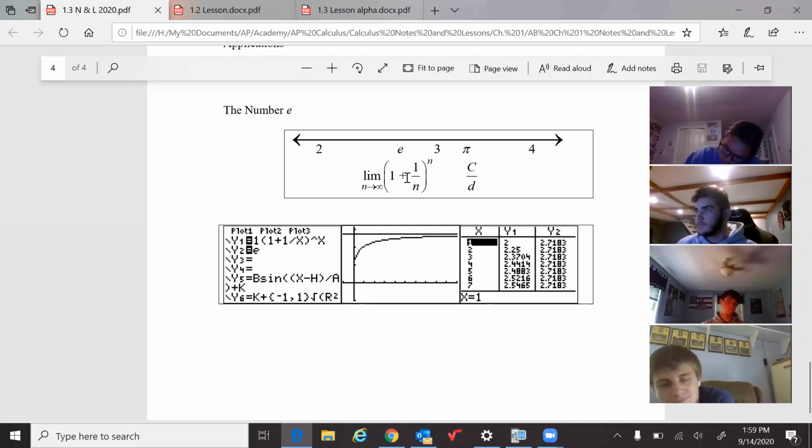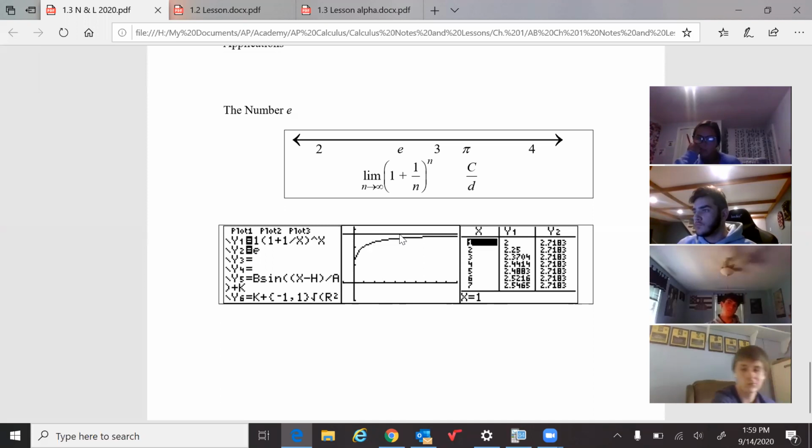E is the limit as n gets really, really large of (1 plus 1 over n) to the n. What does that mean? Well, if I put the definition of E in Y1, and I put the calculator's value of E in Y2, then Y2 is a constant. It's this line right up here. And here's Y1, and it's growing. It's approaching this line. It's not a great window, but it's good enough for now. And then here's our table.